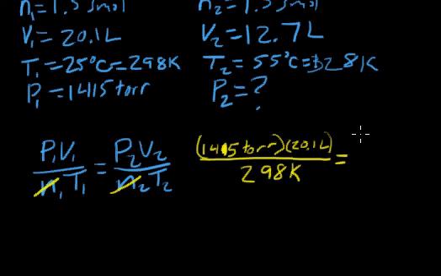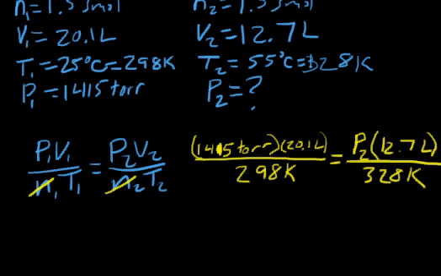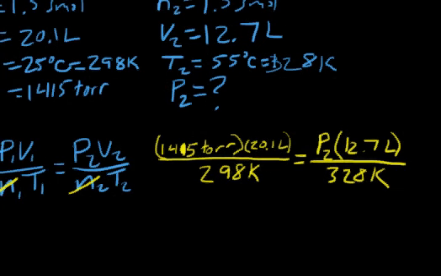Now on the right side, pressure 2. That's what we're solving for, so I'm just going to go ahead and put in that variable. We multiply it by our V2, which is 12.7 liters. And we're going to divide by our temperature 2, which is 328 Kelvin. So now we've substituted in every value. The next thing that we need to do is simplify. We need to simplify this equation so that we can solve it.